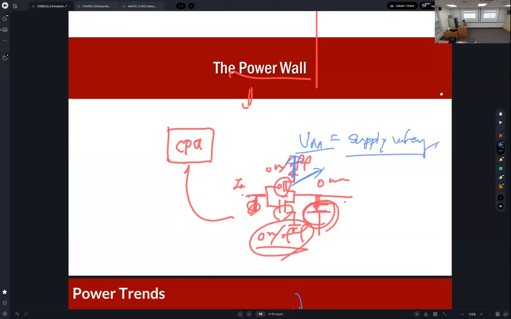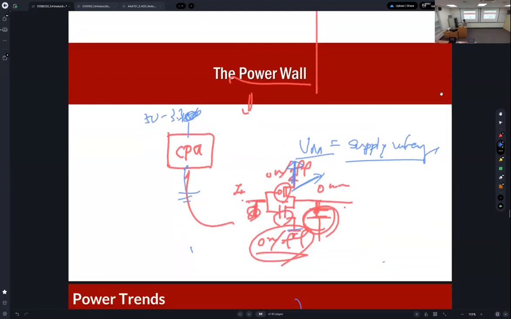Supply voltage to the CPU: currently we use around 1 volt, but it was about 5 to 3.3 volts with the old generation of CPUs. Another node of the CPU circuit is connected to the ground. When this CMOS is turned on, this circuit is connected, and electric charges build up in the capacitor, so we can change the output value.